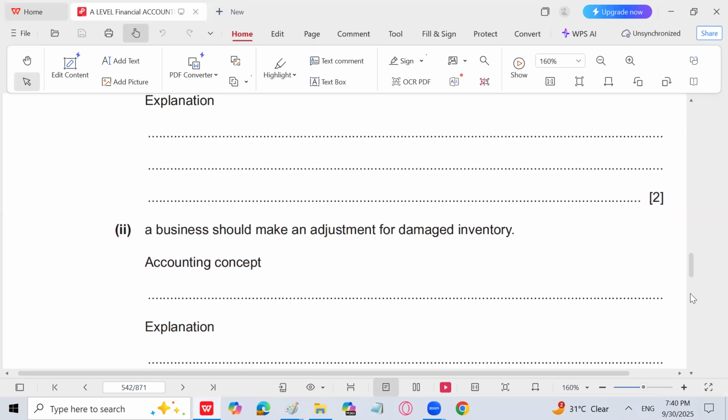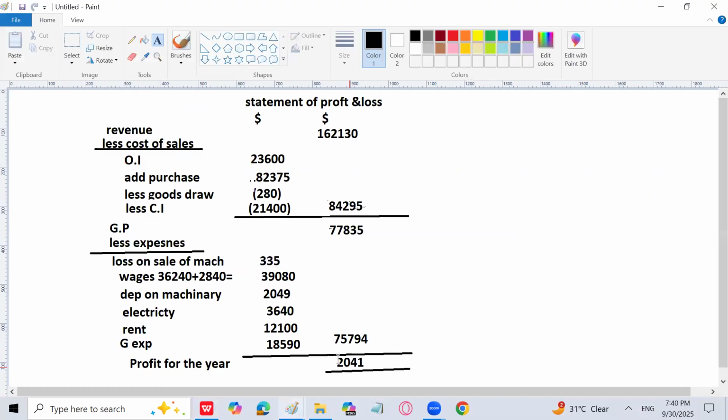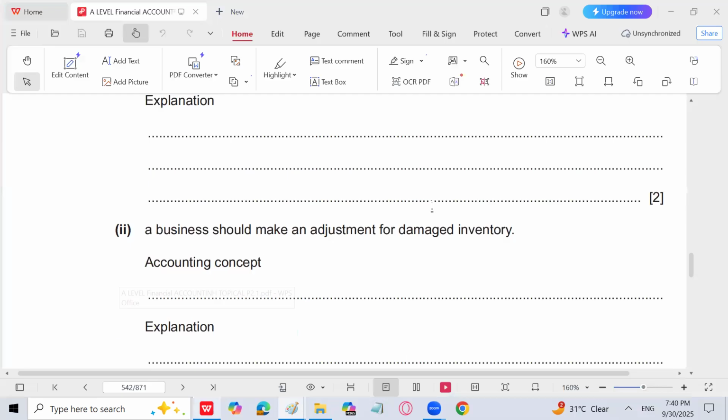Then a business should make an adjustment for damaged inventory. The accounting concept is going to be the prudence concept, which says that inventory is valued at cost or NRV, whichever is less, so that the asset should not be overstated. And that is the accounting concept for damaged inventory. But the problem is that the closing inventory which we have written over here is wrong, because we have to adjust this closing inventory. And because of this, cost of sales will be adjusted, gross profit will be adjusted, and profit will be adjusted, because those amounts will go wrong. How? I will show you.